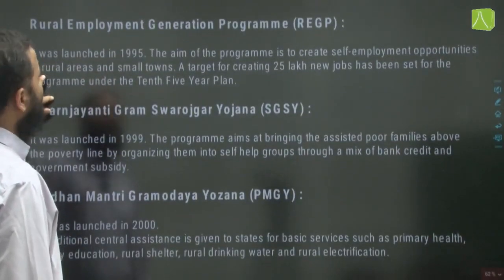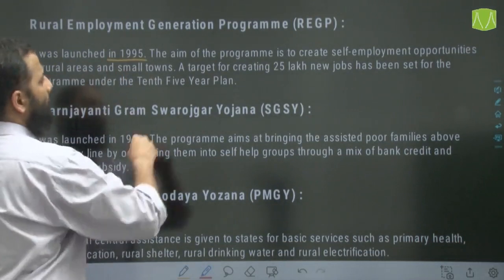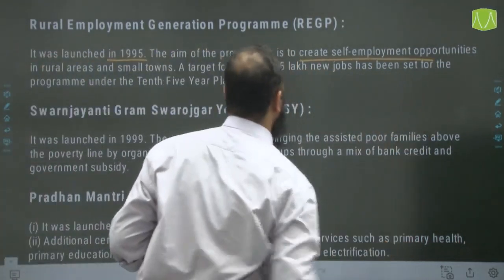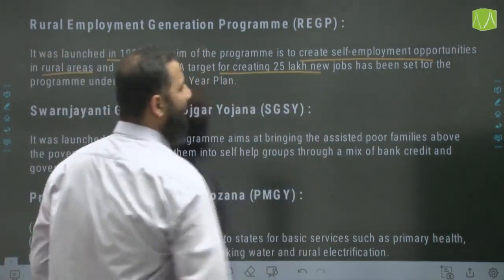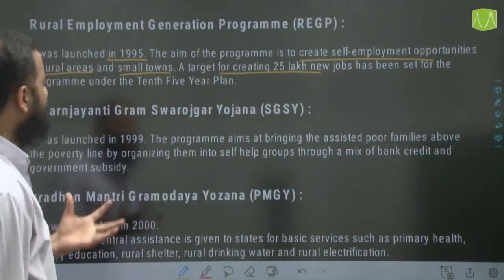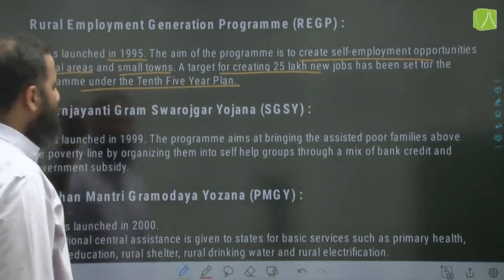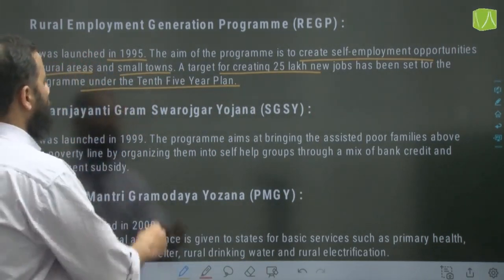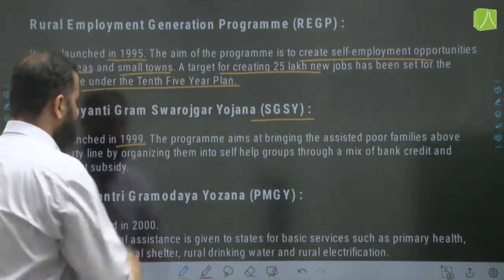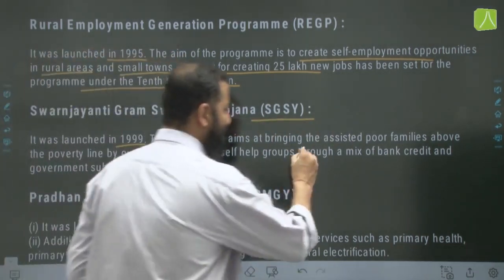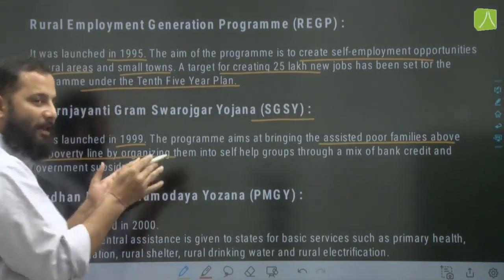Next is the Rural Employment Generation Program, REGP, launched in 1995, again to create self-employment opportunities in rural areas and small towns. A target of 25 lakh new jobs has been set for the program under the 10th Five-Year Plan. Then Swarnjayanti Gram Swarozgar Yojana, SGSY, launched in 1999. The program aims at bringing the assisted poor families above the poverty line by organizing them into self-help groups.